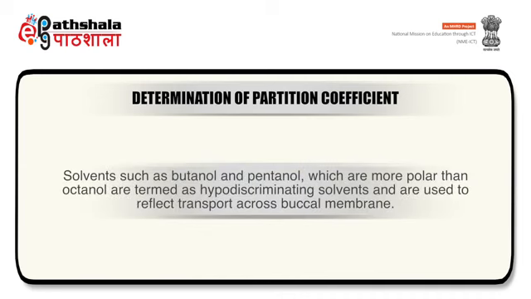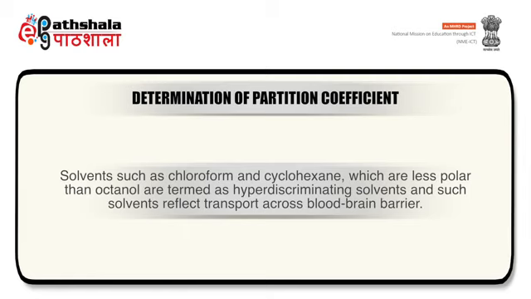Solvents such as butanol and pentanol, which are more polar than octanol, are termed hypodiscriminating and are used to reflect transport across buccal membranes. Solvents such as chloroform and cyclohexane, which are less polar than octanol, are termed hyperdiscriminating solvents, and such solvents reflect transport across the blood-brain barrier.